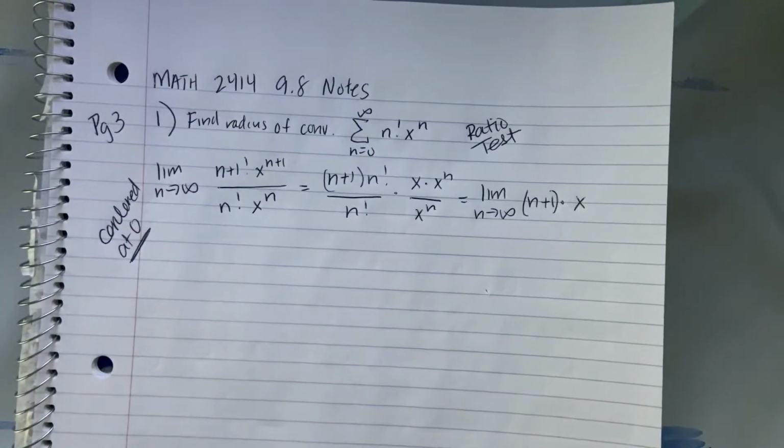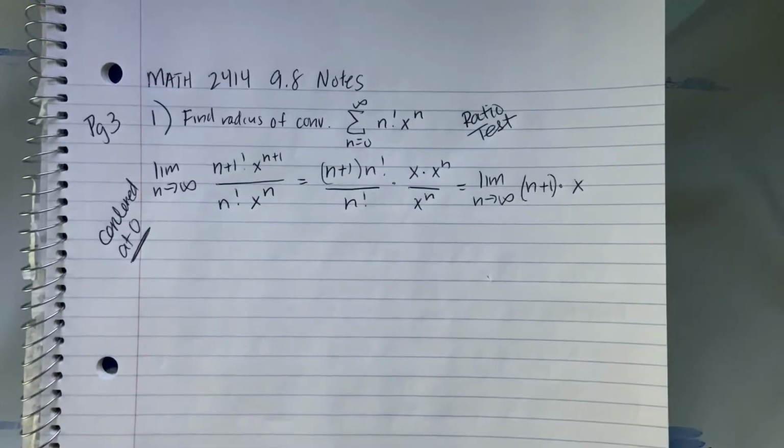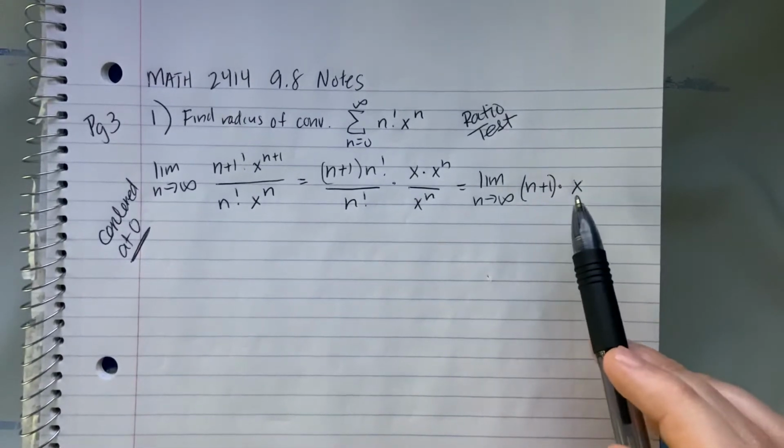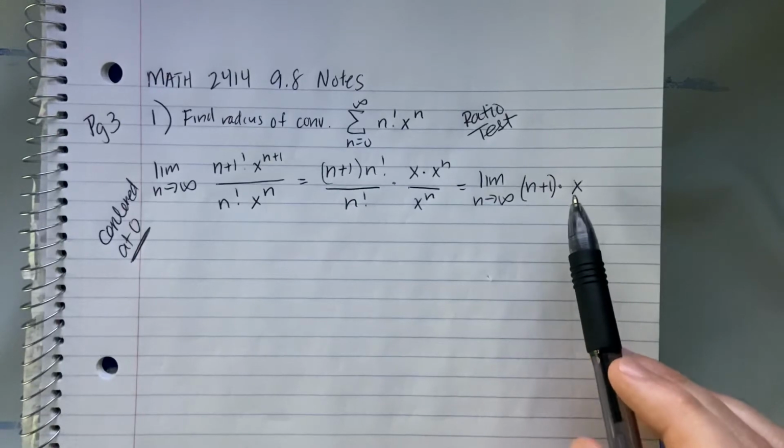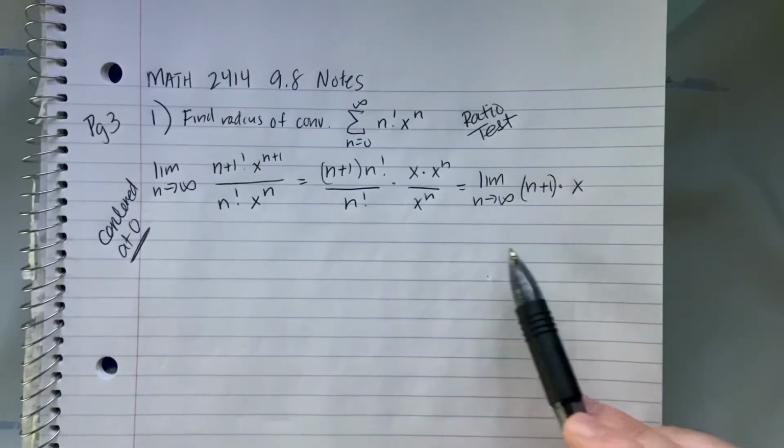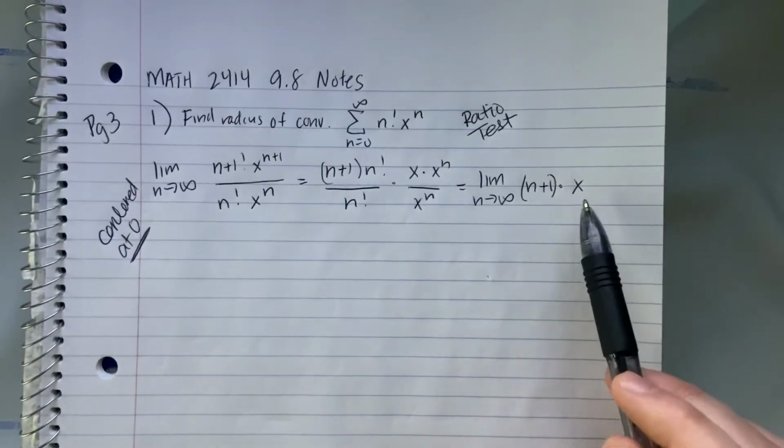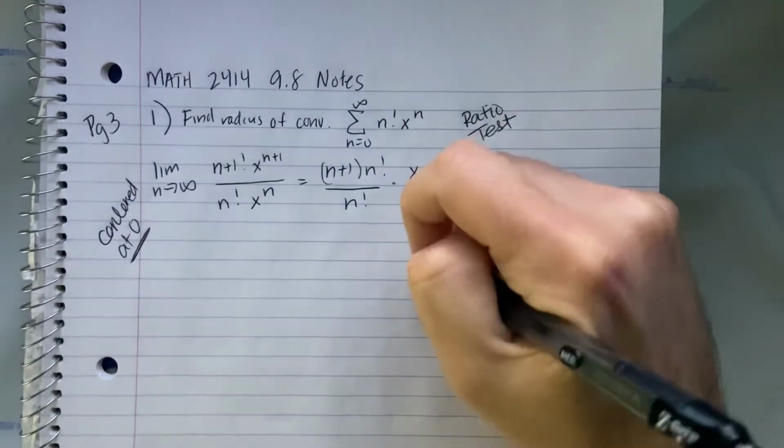But what's interesting is if this is going to infinity, there's only really one value of x that can prevent this from becoming infinite. And that's if x is 0.